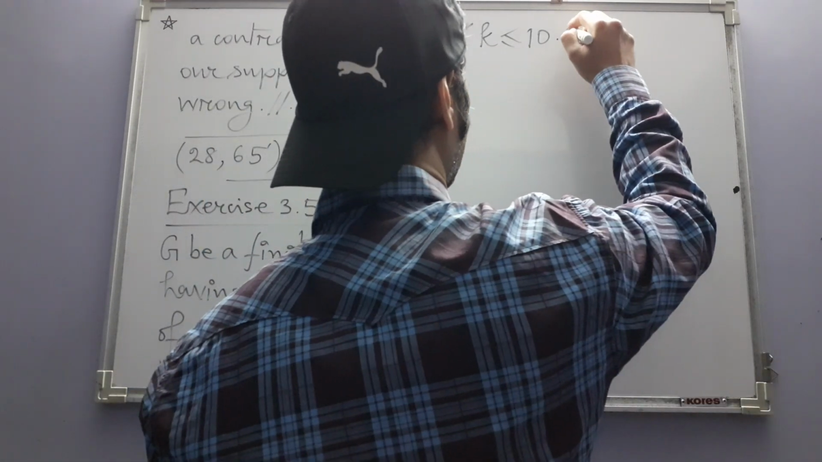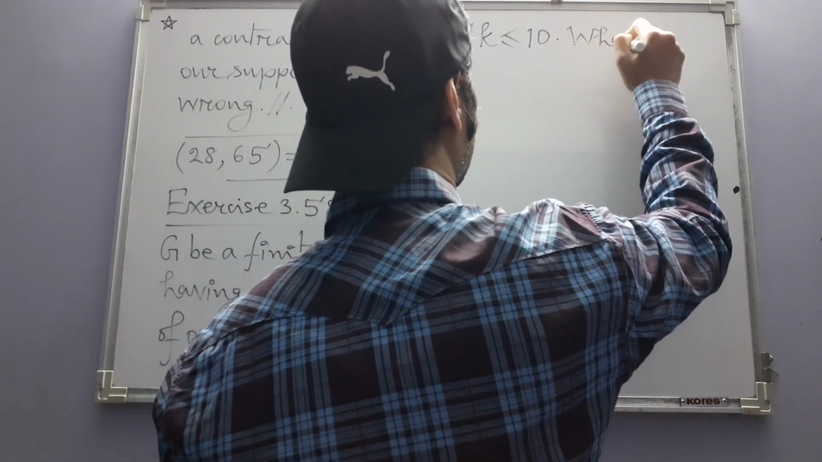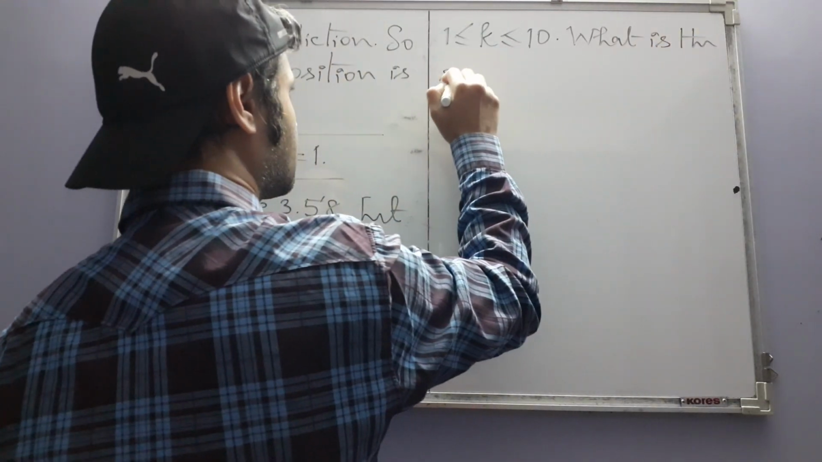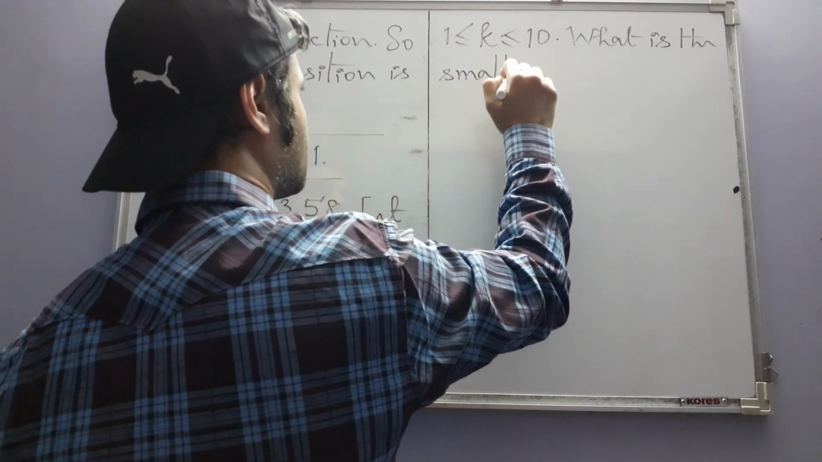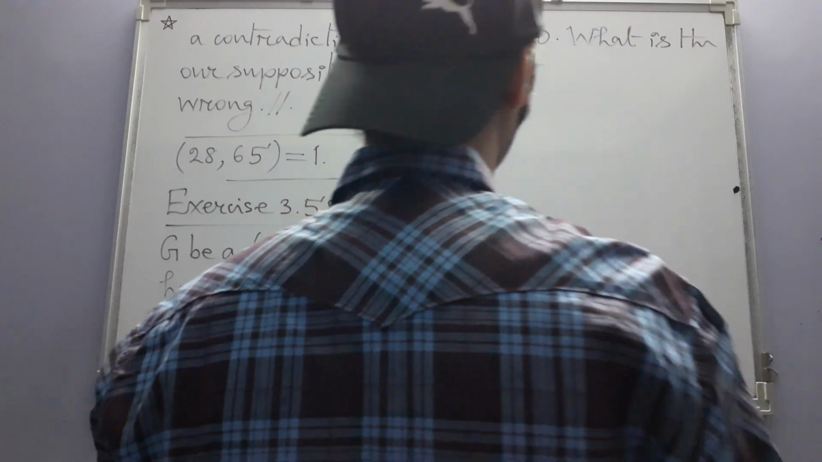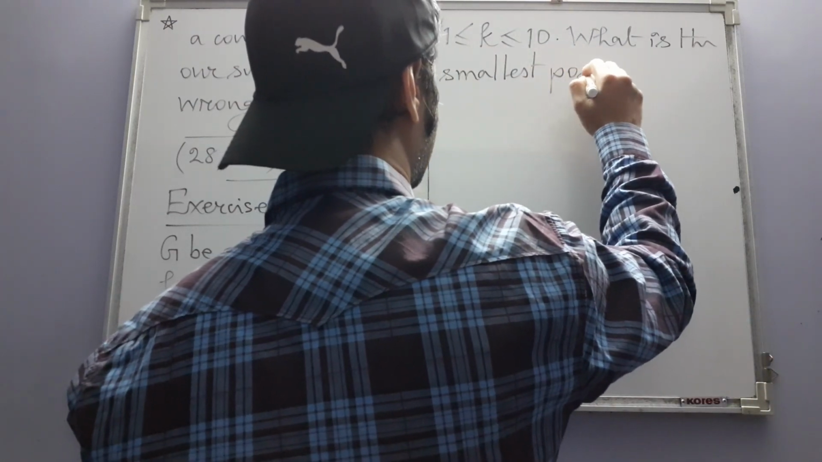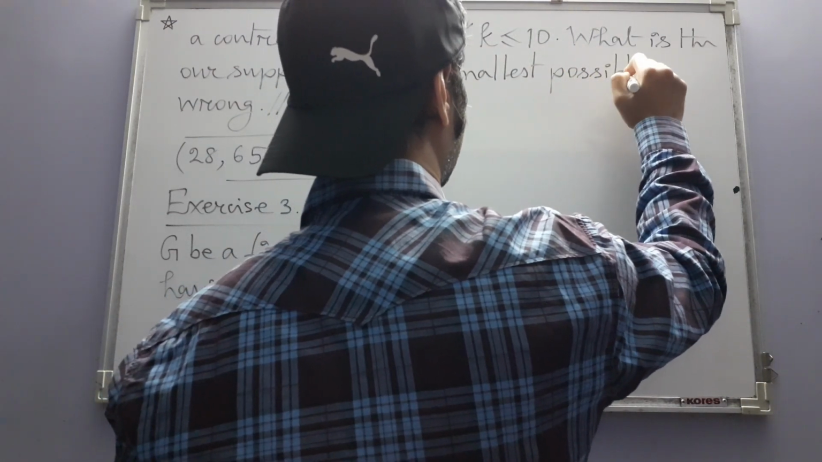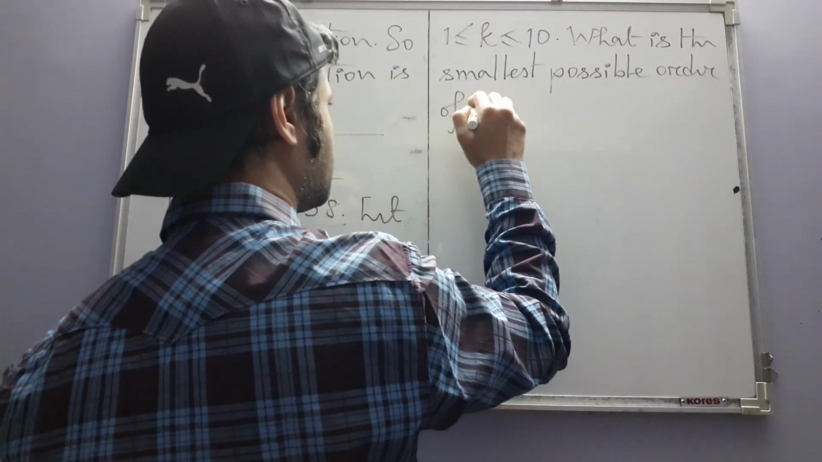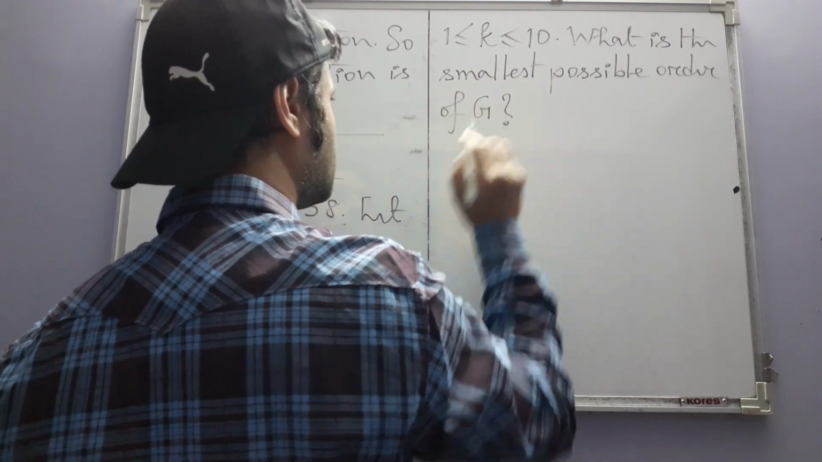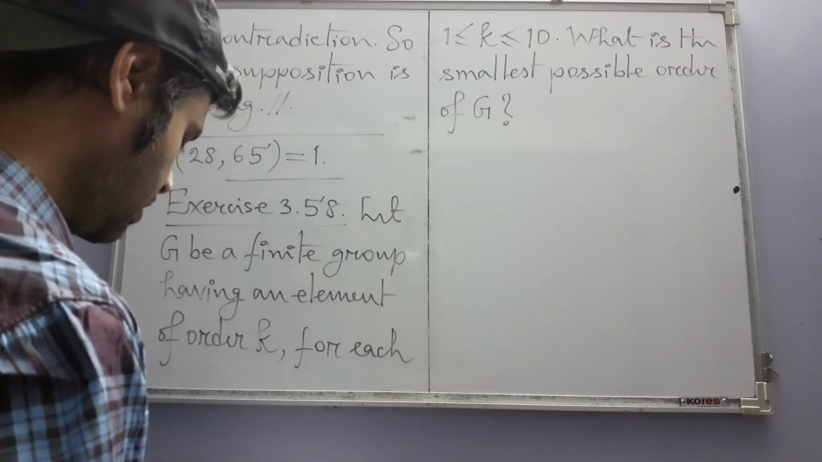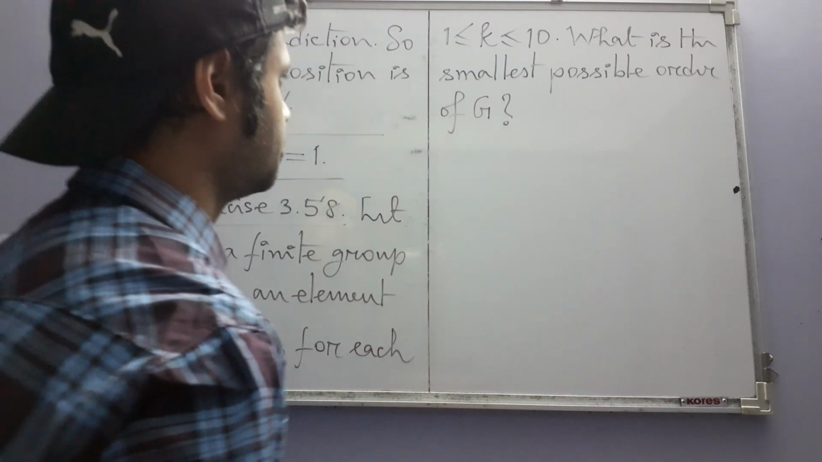What is the smallest possible order of G? Show that a group of that order exists having this property.